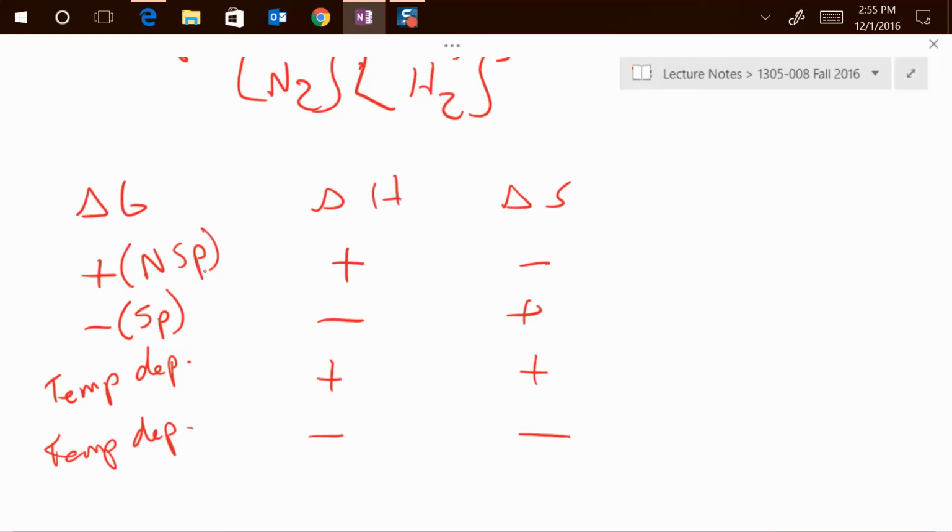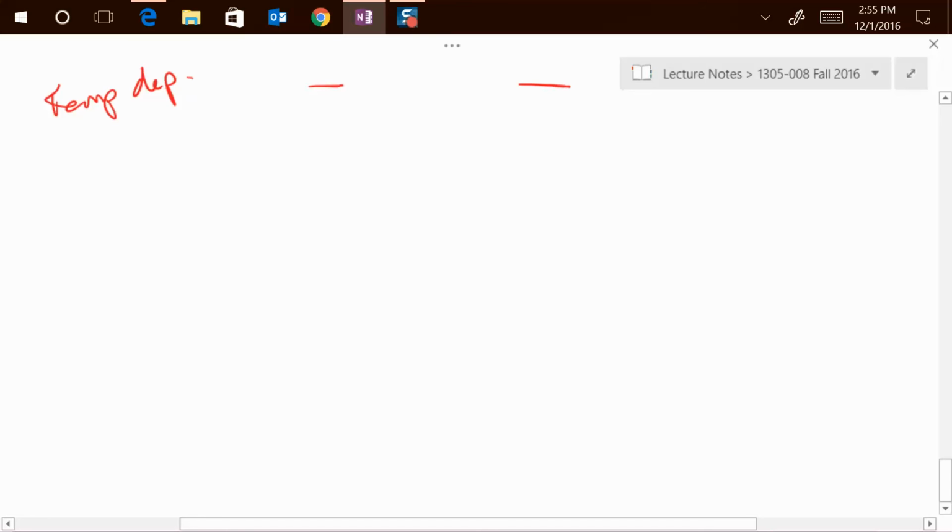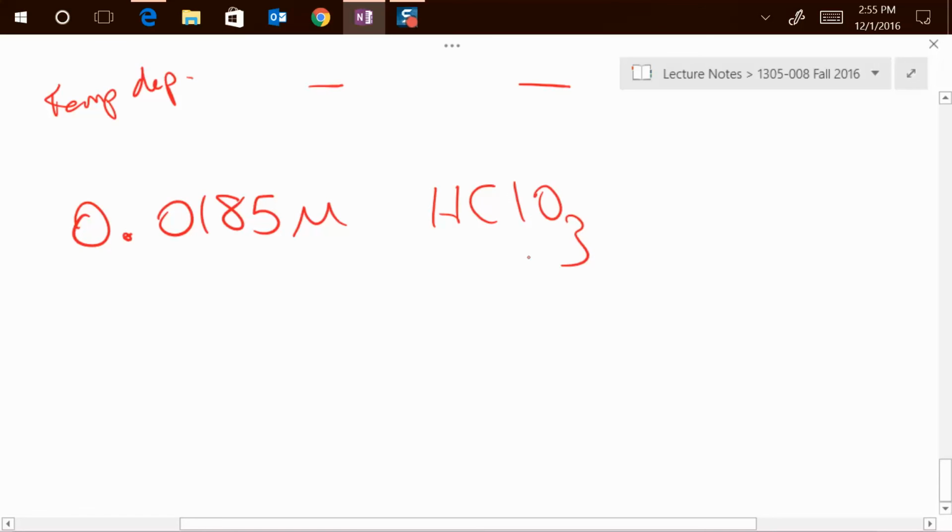Okay, let's look at our pH diamond. Okay? So, let's say I tell you you have a 0.0185 molar solution of HClO4. Let's do that one. Okay? What is the OH minus ion concentration?